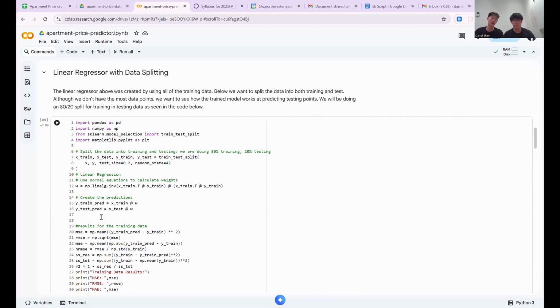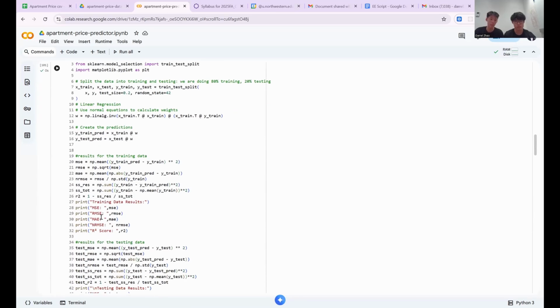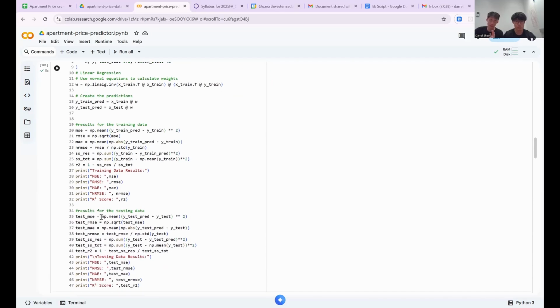So next up, we decided that it'd be probably good to split the data to see how our model would perform on data it hadn't quite seen before. So this is a pretty basic 80-20 split that is standard. And we decided to split the data so that there's 40 points for training and 10 for testing.